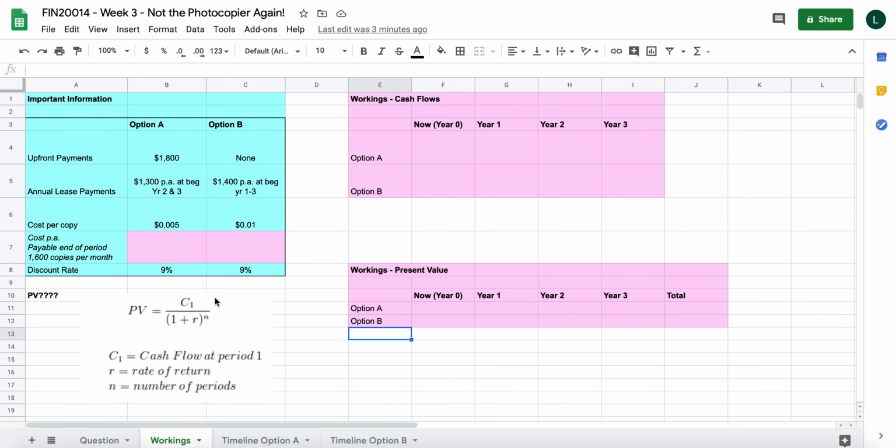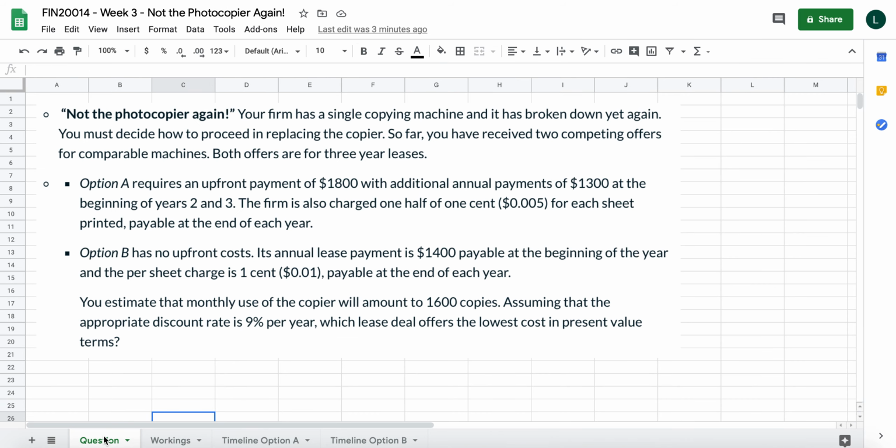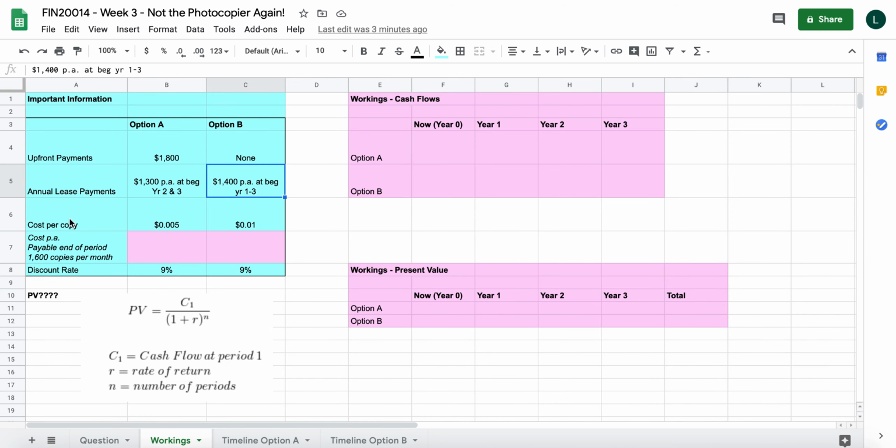What I've got here is my workings. In this blue box here, this is all the important information. In this question there are so many words and a lot of the words are useless. So we've got to extract the most important pieces of information. In the workings, I've done it for you here. This is option A, all the details. This is option B, all the details. So we know our upfront costs, we know our annual lease payments, we know our cost per copy, and we know our discount rate here. I won't go over this in detail again because I just spoke it.